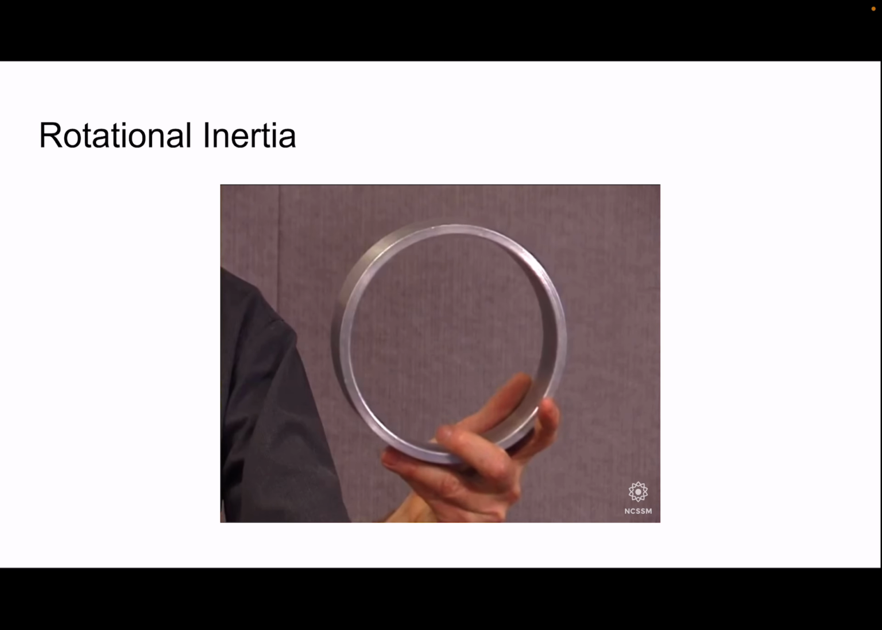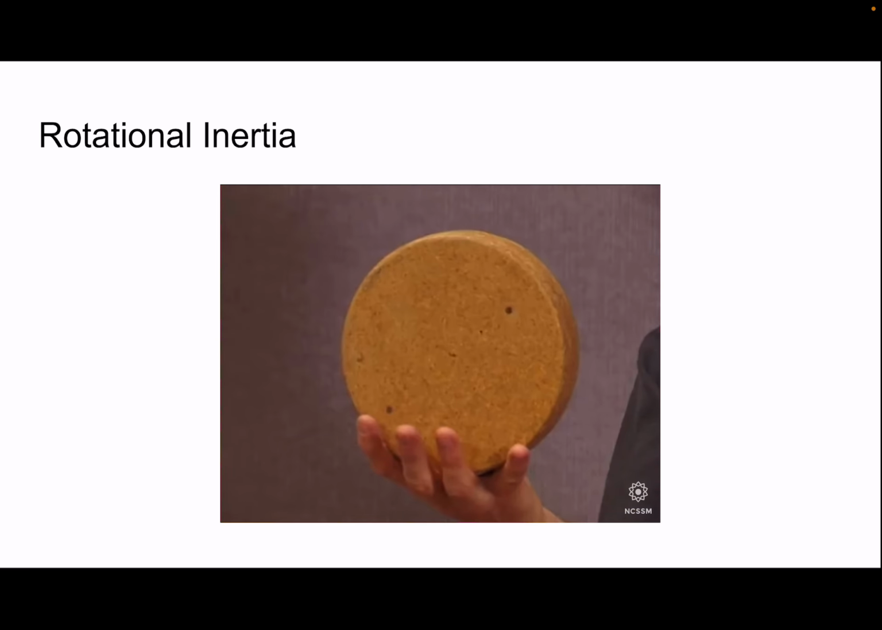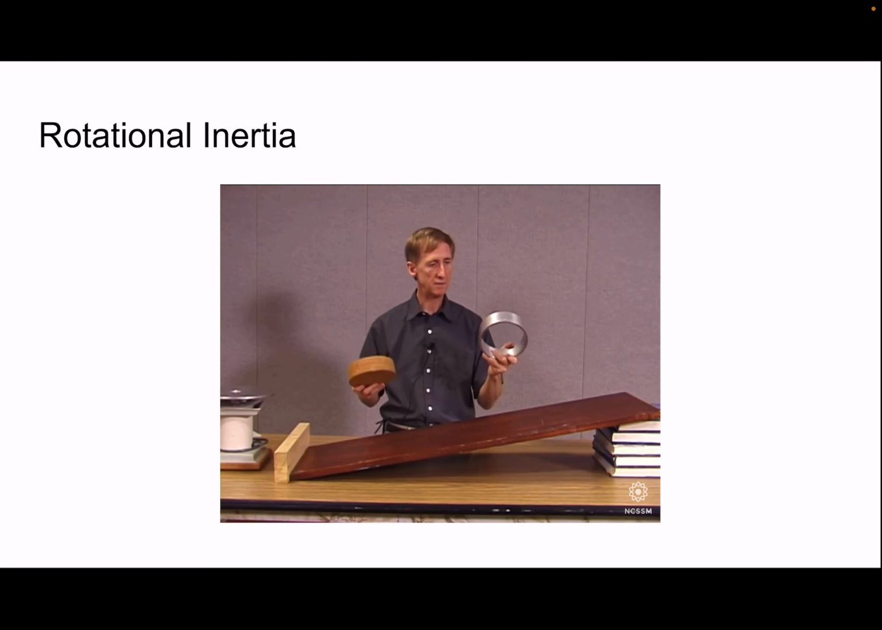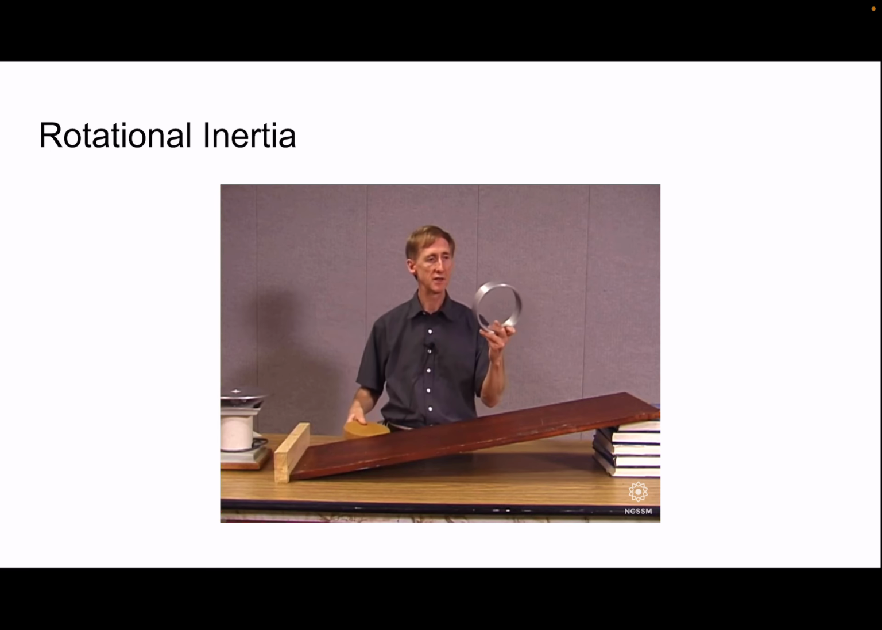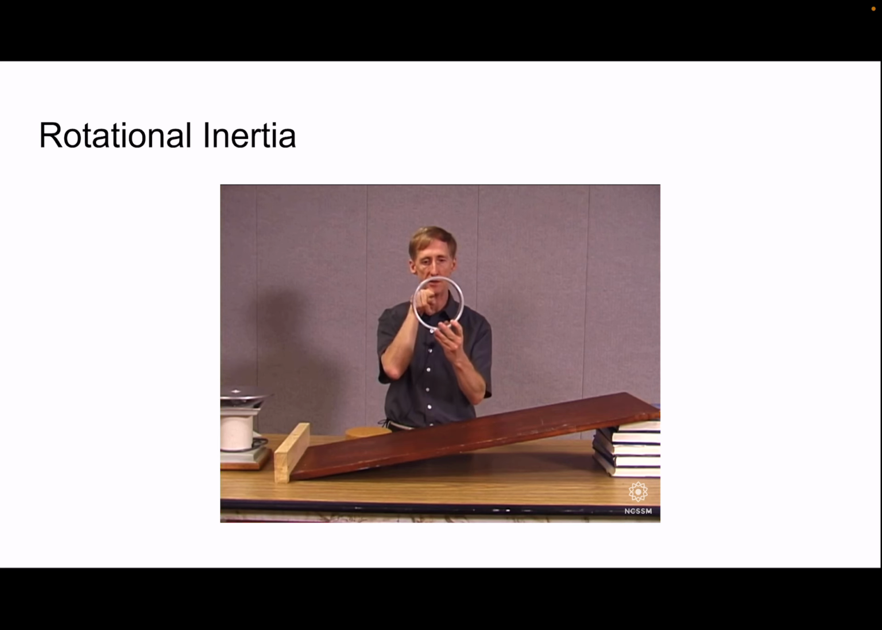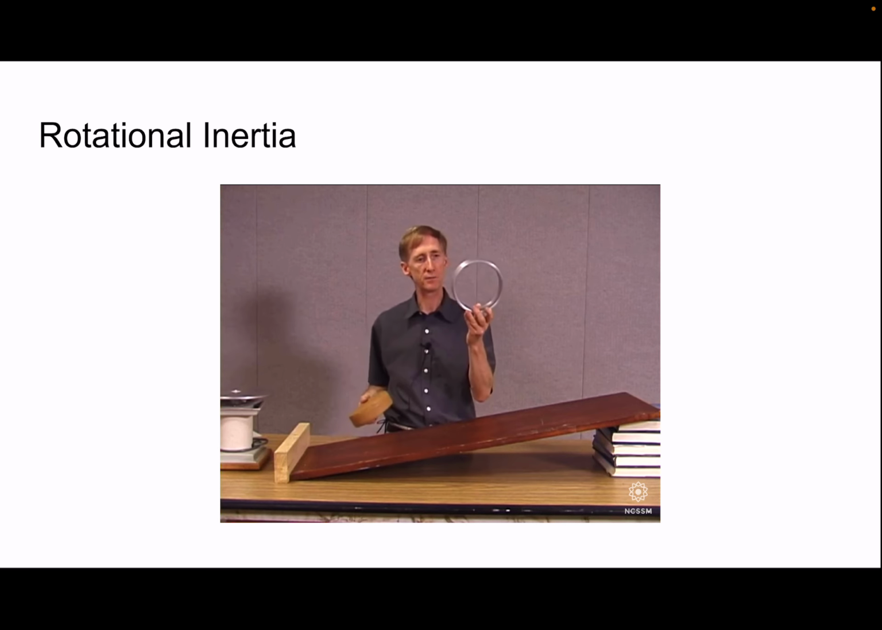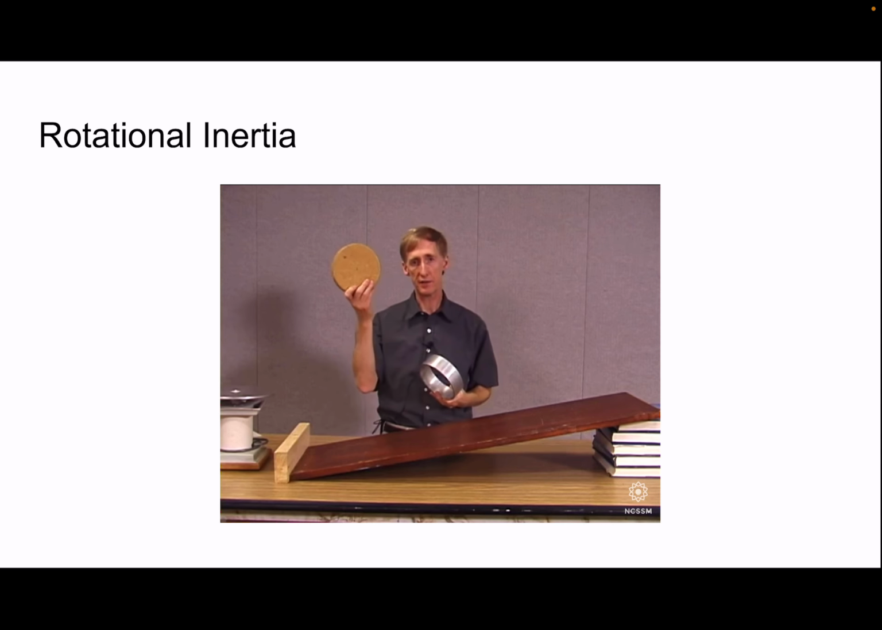Is an aluminum ring, and the other is a piece of wood. Now, if these have the same mass, they have the same inertia, but they don't have the same rotational inertia because that mass is distributed in a different way. For this, the mass is distributed uniformly throughout. For the ring, the mass is all distributed far from where the axis of rotation will be, which is going to be right through the center. And so this will have a greater rotational inertia than this wooden disc.